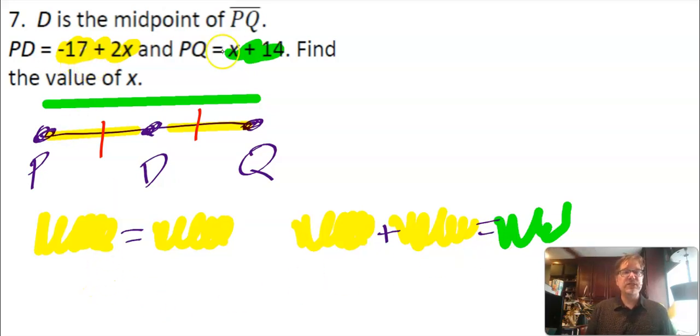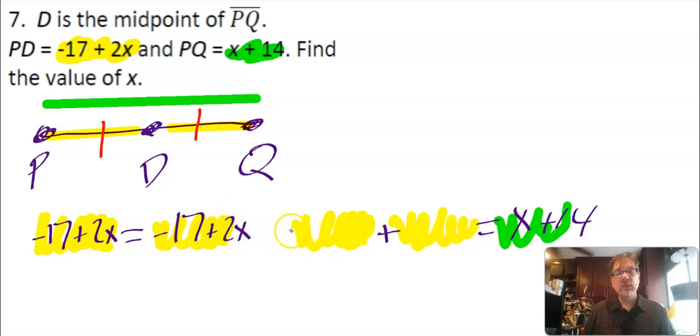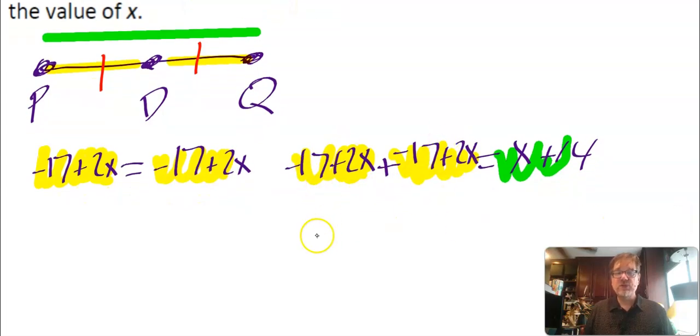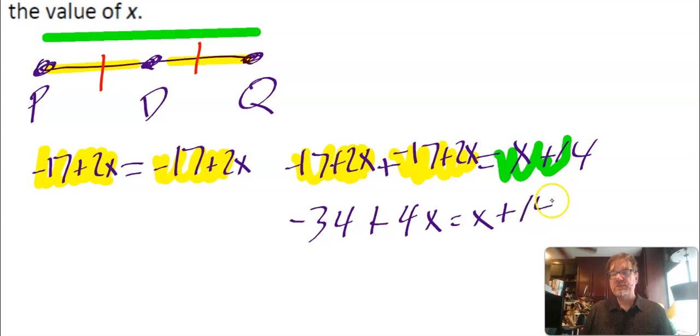So every time I see a yellow, negative 17 plus 2x. Green is x plus 14. I only know one yellow. That means the second yellow is going to be the same thing. So let's plug these in. Negative 17 plus 2x plus negative 17 plus 2x. Combine like terms over here on the left side. So negative 34 plus 4x equals x plus 14.